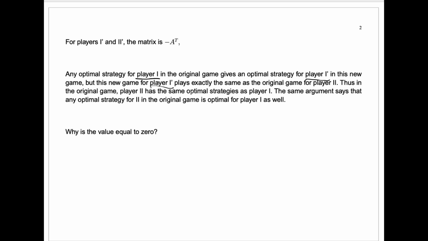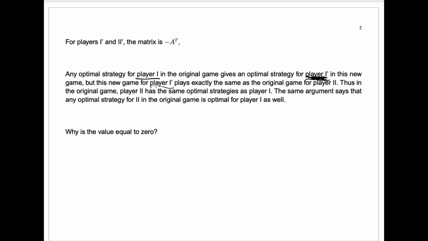Any optimal strategy for player 1 in the original game, I claim, gives an optimal strategy for the new player 1 in this new game. Well, the new game, of course, has the exact same matrix, and this new player 1, what I'm calling player 1 prime, the player that plays the rows in the new game, was player 2 in the original game. Optimal strategies are the same because it's exactly the same matrix.